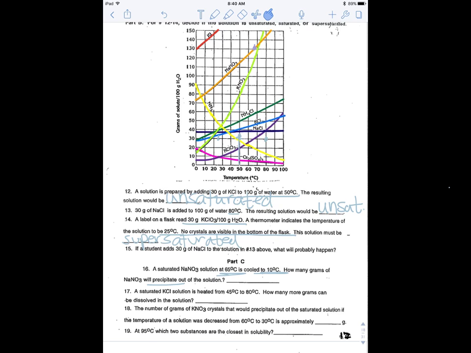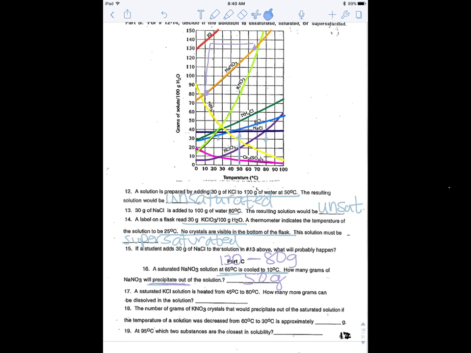So we've got 130 grams that we can dissolve at 65 degrees, because it's right there. And then I'm cooling it to 10. 10 degrees would be right here, and that is 80 grams. So, how many will precipitate out? That means how many are going to come out of the solution. So it's like this right here. Sorry, not a straight line, but, you know, life goes on. 130 minus 80 is 50 grams.